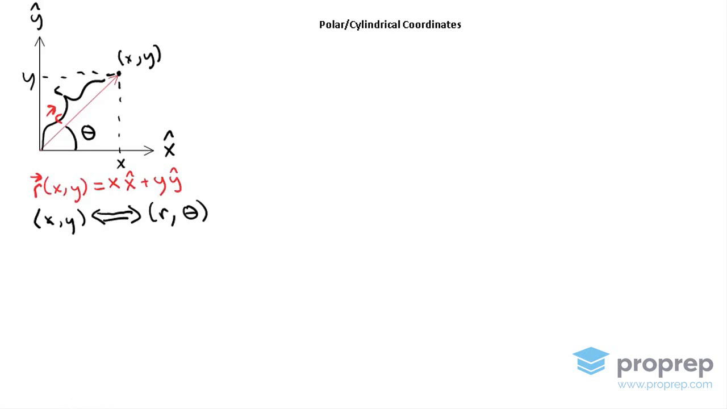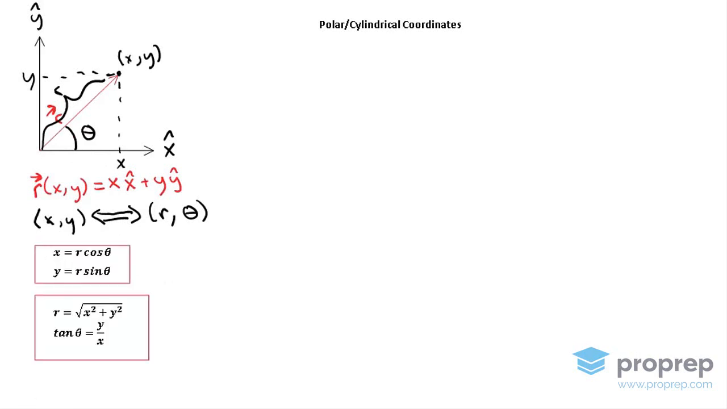Let's say my equation is in terms of r and theta, but I want to have my equation in terms of x and y. Well, x equals r times the cosine of theta, and you can see why if you look up here, and y equals r times the sine of theta. And we should put this in your formula sheet.